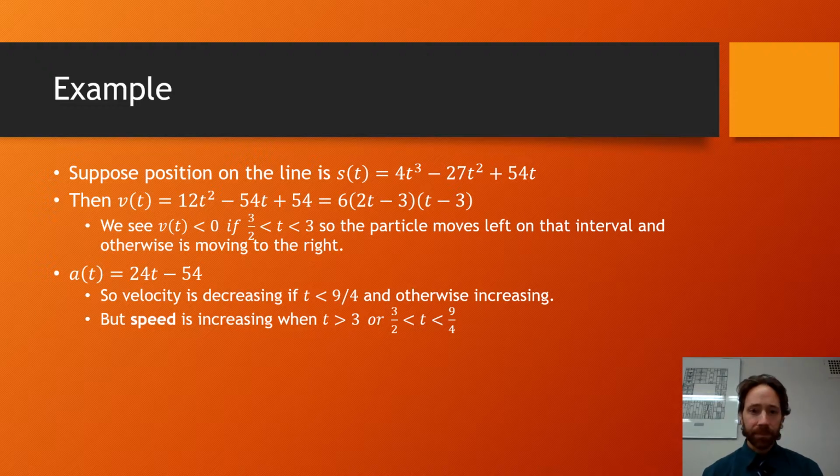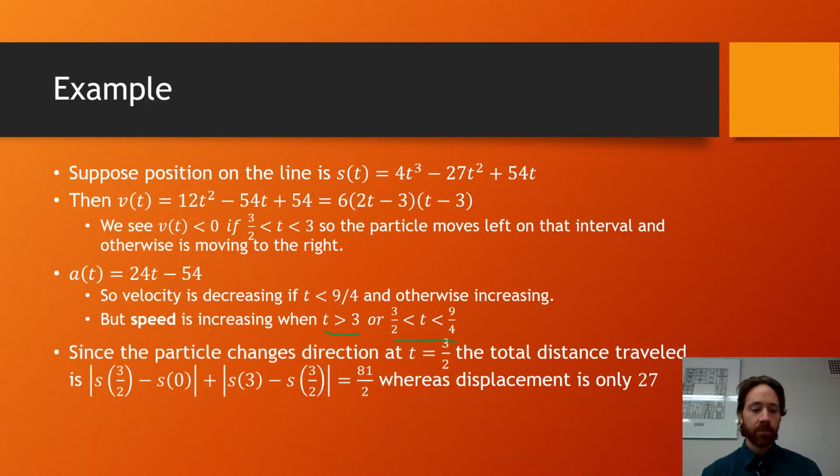So if t is bigger than 3, then both the acceleration and the velocity are positive, so the speed is increasing. On the other hand, if t is between 3/2 and 9/4, the acceleration and velocity are both negative, so the speed is also increasing. Otherwise, on the other intervals, the speed would be decreasing.